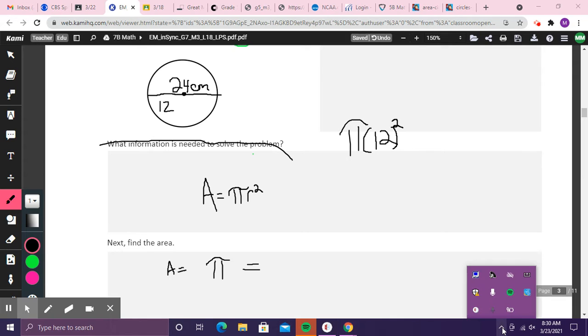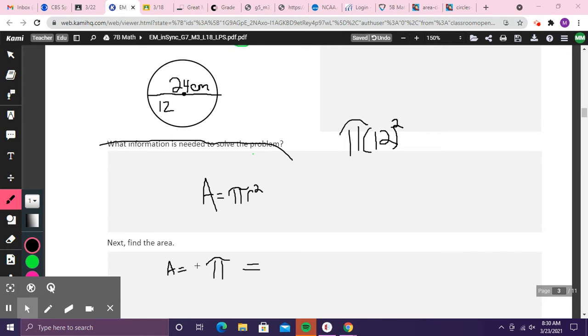Let me see what my battery percentage is. It's not good. So I'm going to pause my video and move my computer to the front and get my stuff plugged in while you finish this, and go ahead and plug in 3.14 for pi. How about that? Or if you use the pi button, that's fine. We'll get two contrasting answers. So if you want to use the pi button, then do that. Okay, I'm pausing the video in 3, 2, 1.